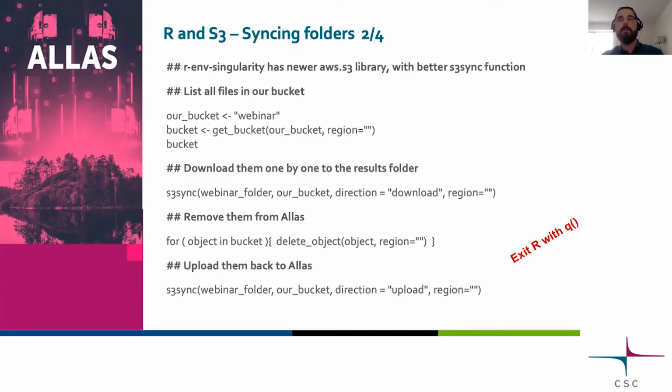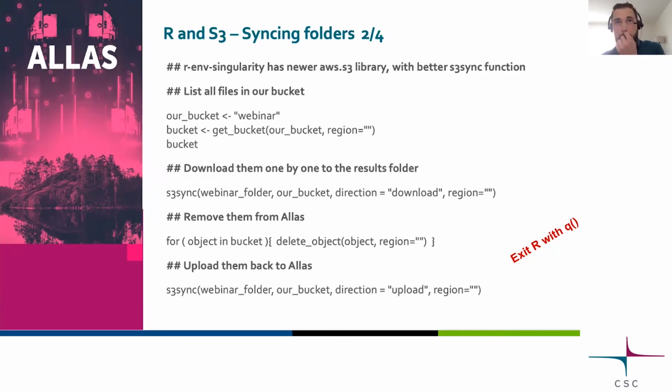And aws.s3 has this pretty nice s3sync function or tool. So it knows how to synchronize your folders. Let's say you have a directory and you want all the stuff from that directory in a bucket, or the other way around. You can do it with this. This is, though, only available in Puhti in this renv-singularity version, which is the new one, as it has the newer aws.s3 library, and this feature is, I believe, quite new.